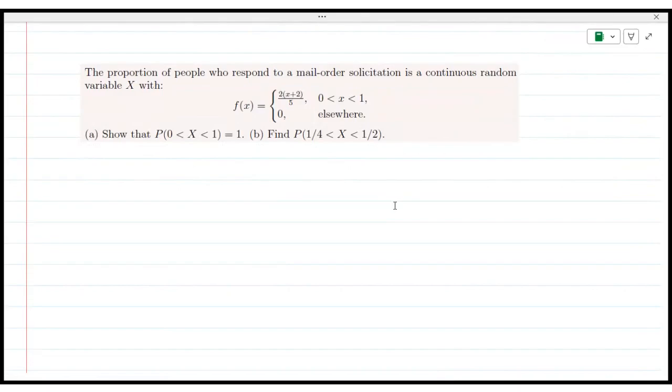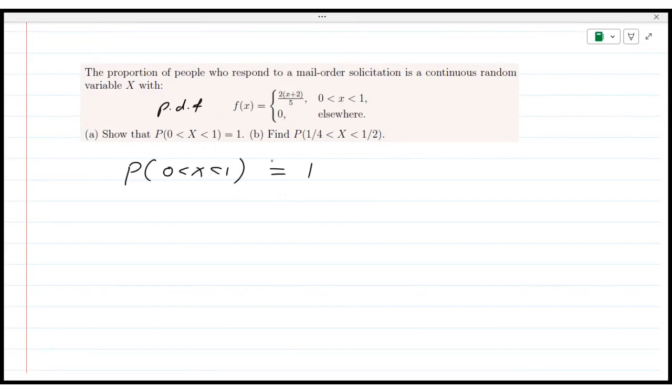with f of x. F of x means probability. F of x is used for the probability density function. So this is PDF. PDF is given. Okay, small f of x will be used for the probability density function. And first we have to show that total probability is 1. First part, you have to show that the probability that x is between 0 and 1 is equal to 1. First we have to show this.